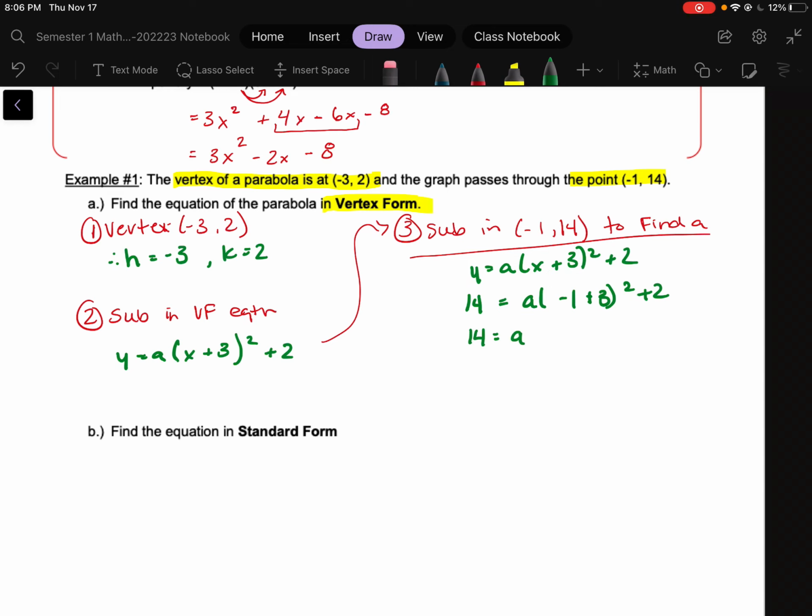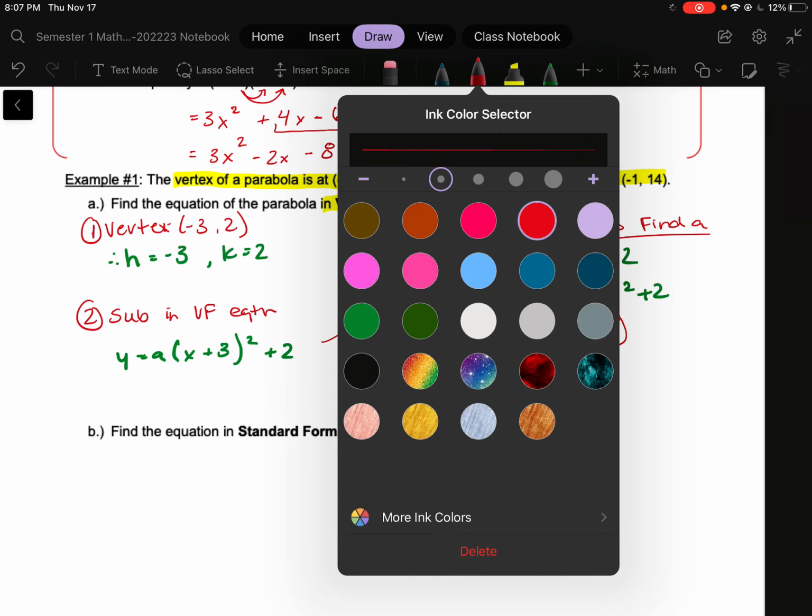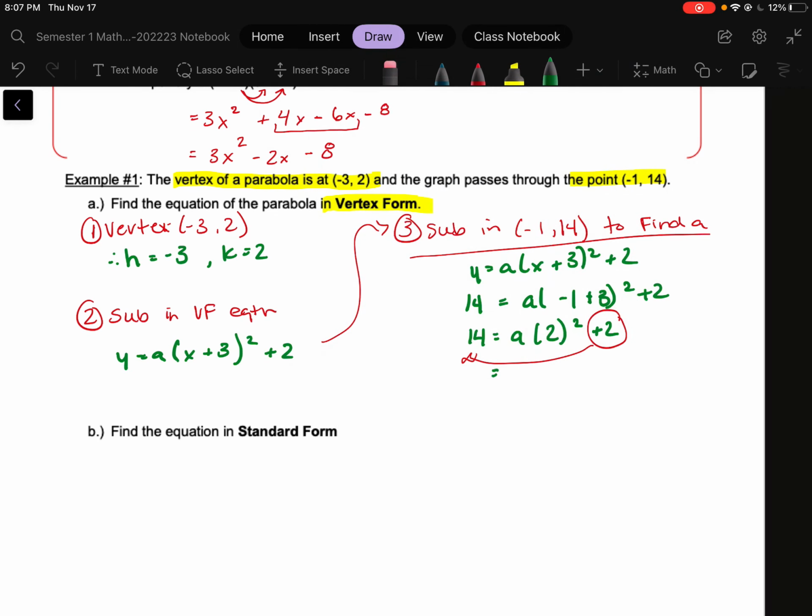So we keep our 14, we keep our a. -1 plus 3 is going to give us 2, to the power of 2, plus 2. Then we have to move this 2 to the other side because we want to isolate. Remember, we want to isolate. So 14 minus 2 is going to give us 12.